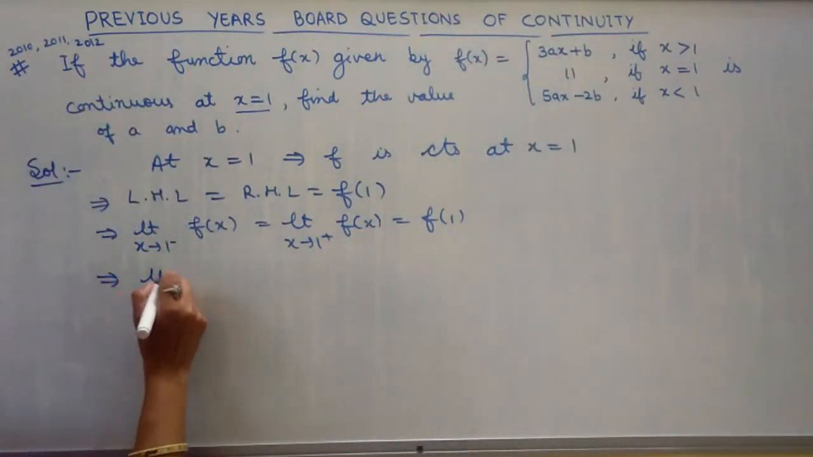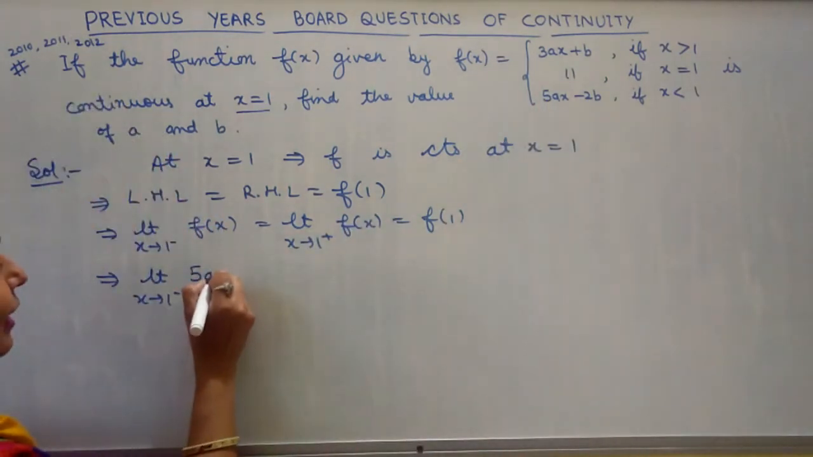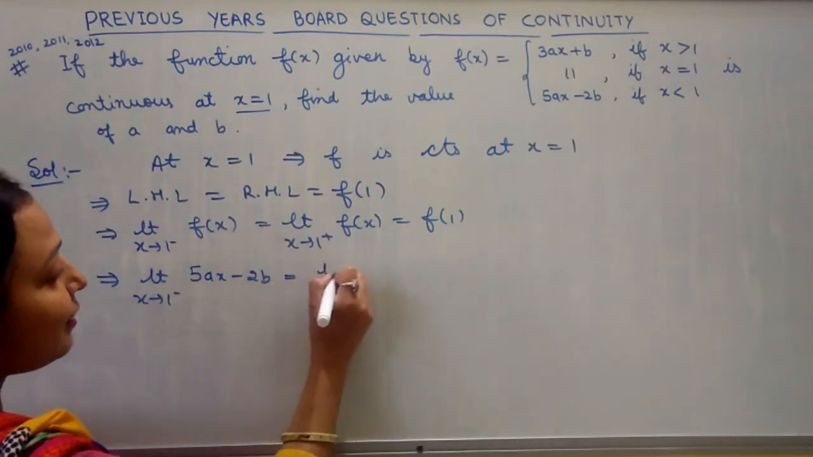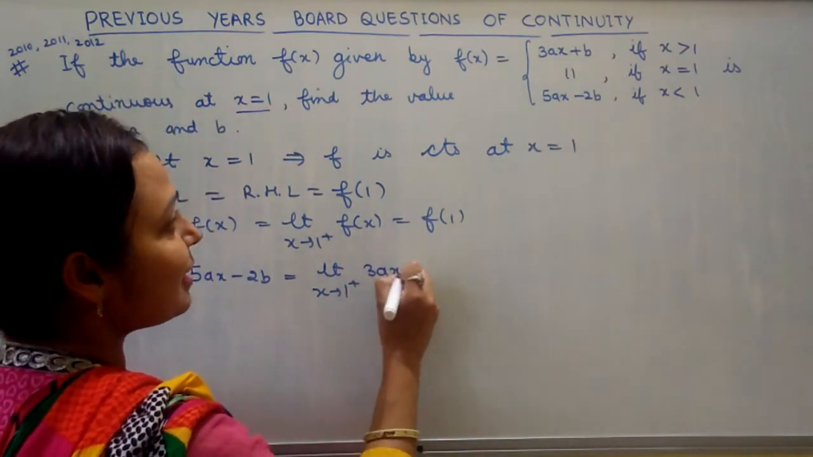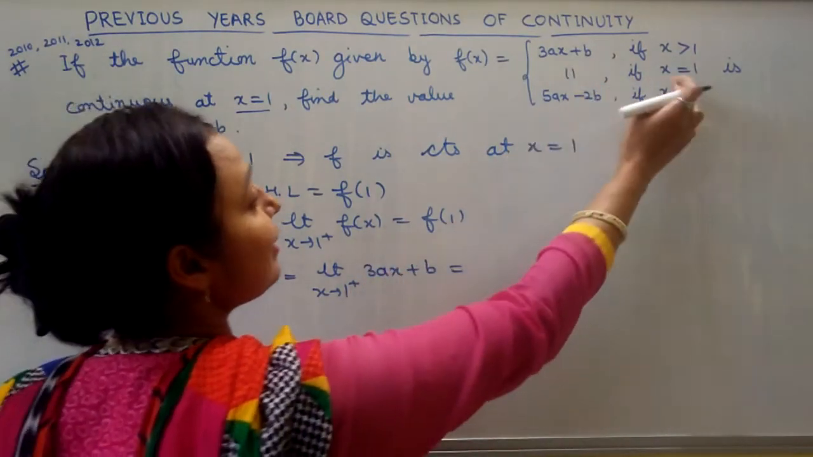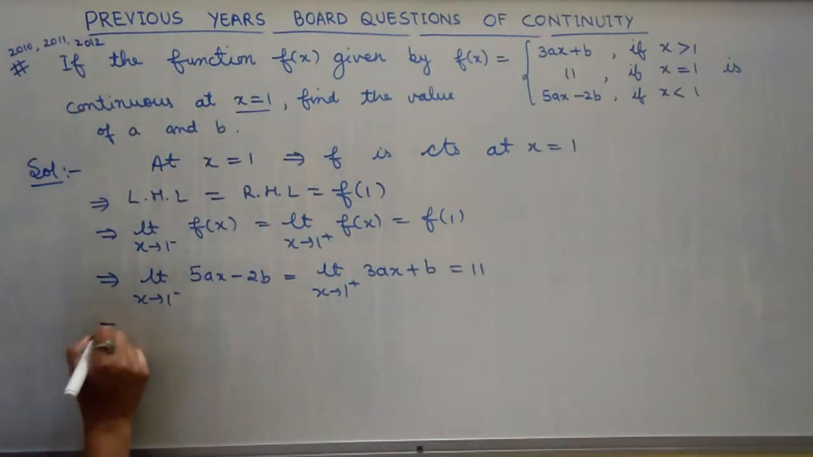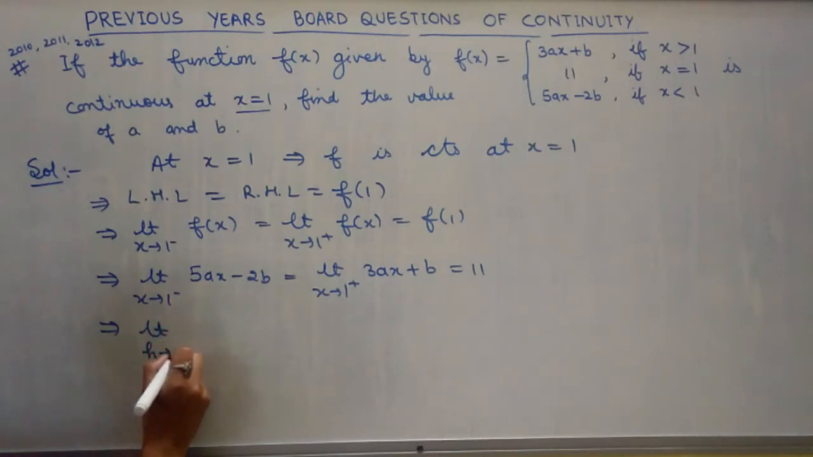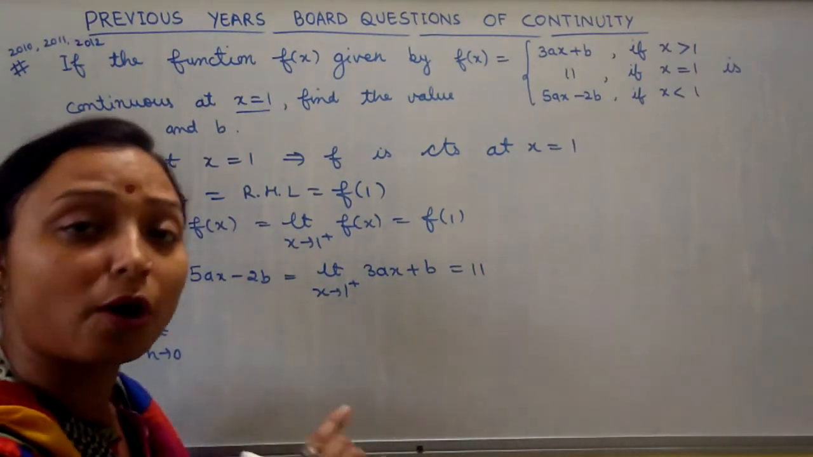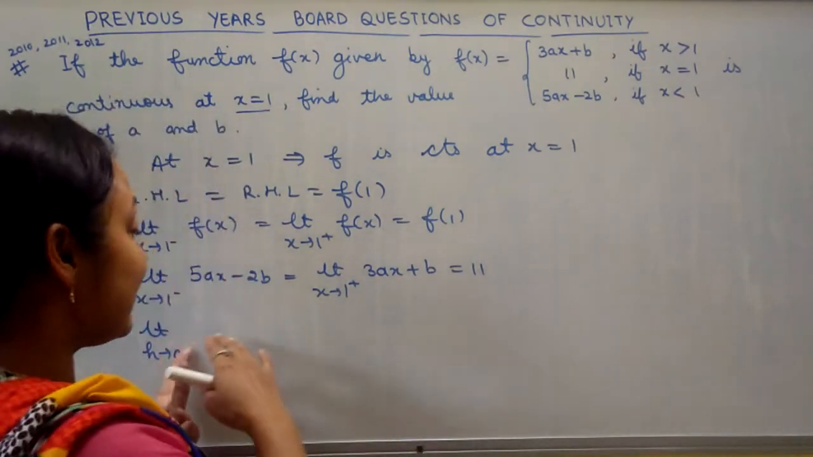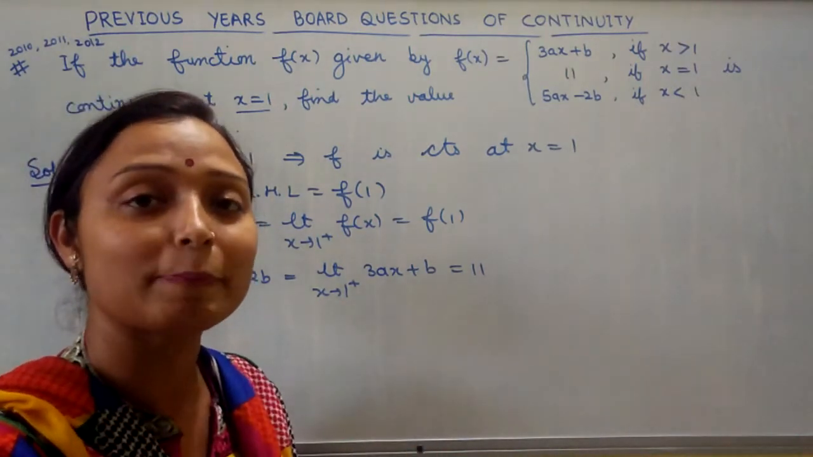We have limit x approaches 1 negative, for which I will take 5ax - 2b. For the right hand limit, limit x approaches 1 positive, that is 3ax + b, equals f of 1. At 1 we have the value 11. Okay, so this is the way. Now I will take the limit h approaches 0. I have repeated this again and again: this h is a little bit of value in the neighborhood of x. For negative values we have to take 1 minus h, and for positive values we have to take 1 plus h.